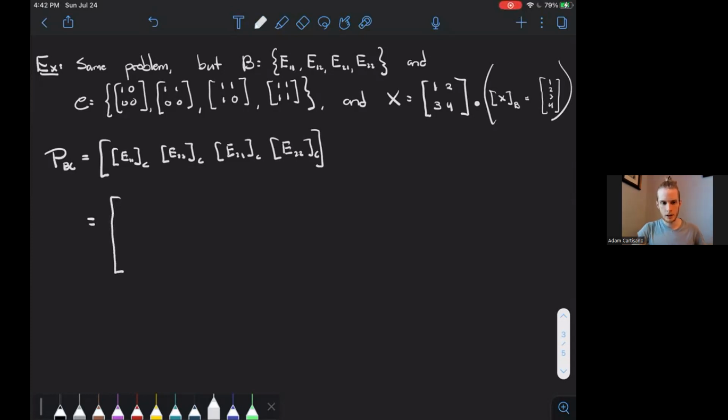E11 written with respect to C. Well, fortunately, E11 is literally 1 times this basis vector. So 1, 0, 0, 0. That was not so bad.